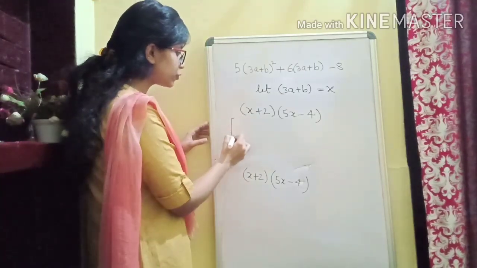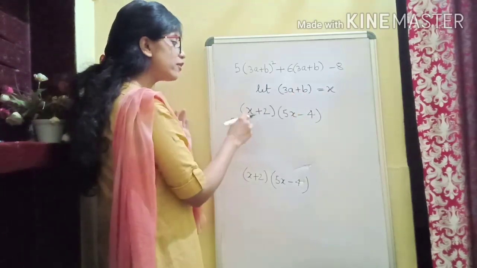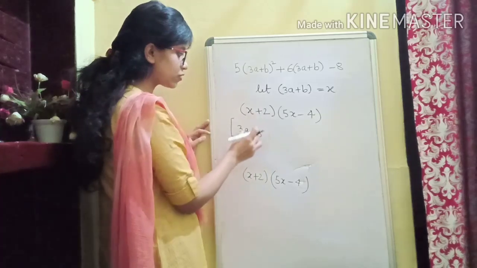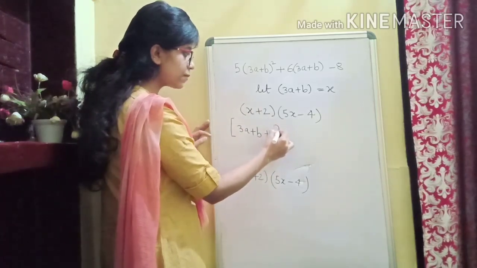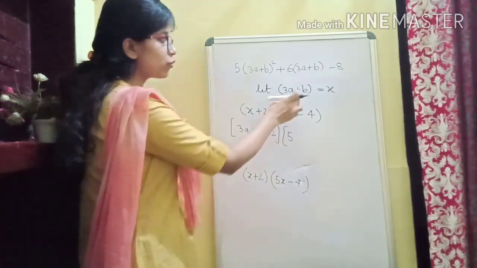So now I am going to put the value. x we have taken as 3a + b, so we are going to write the values back: 3a + b in the place of x, plus 2. And in another bracket, 5, again in the place of x, what to write?